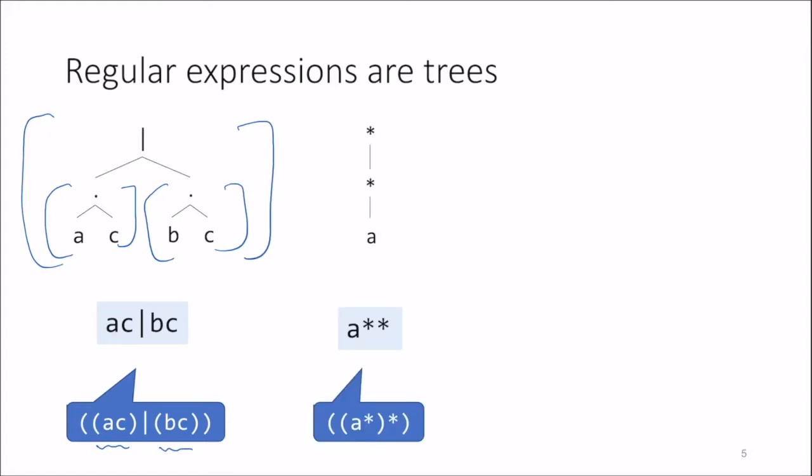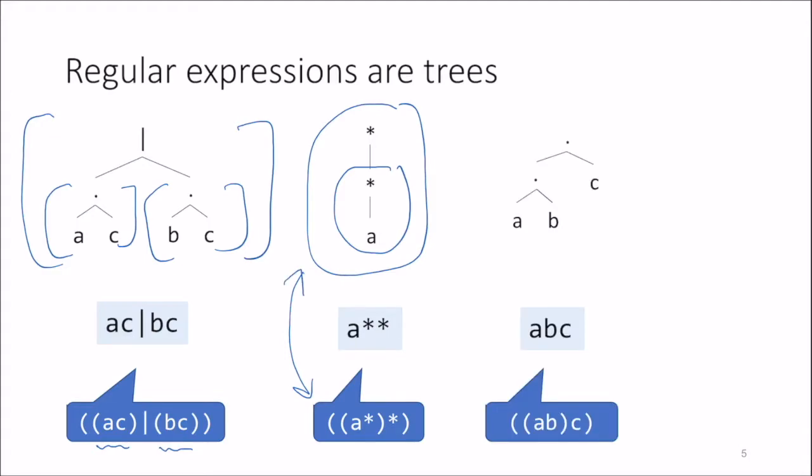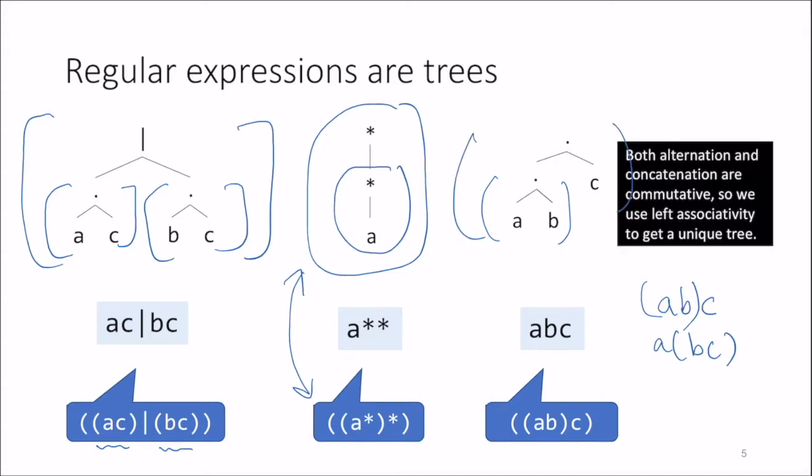Similarly, if I have A star star, this is the tree structure for A star, and then I'm applying a star on top of that. So the bracketing and the tree structure, as you can see, are equivalent. And finally, if I have the ambiguous case where ABC can be bracketed 2 ways, it could be ABC or ABC. We use left associativity to get a unique tree out of it. So that's why we bracket the left concatenation first and then the right one. So both alternation and concatenation are associative. So we use left associativity to get a unique tree.